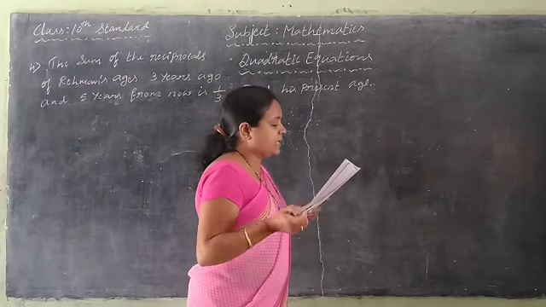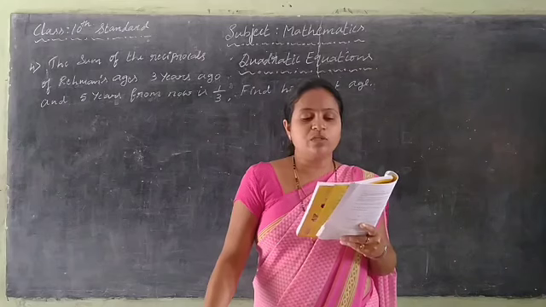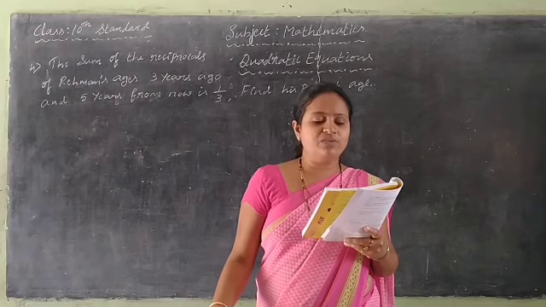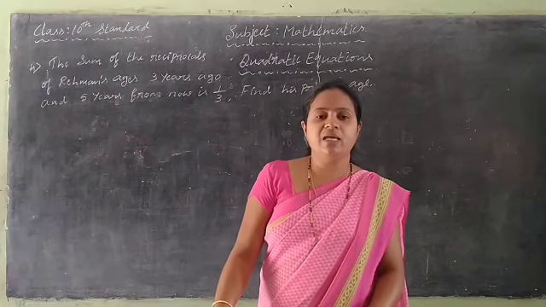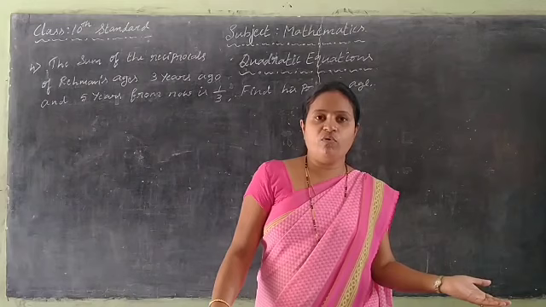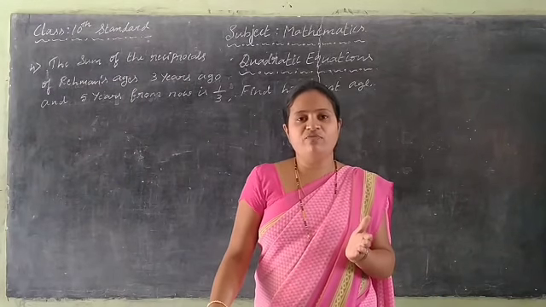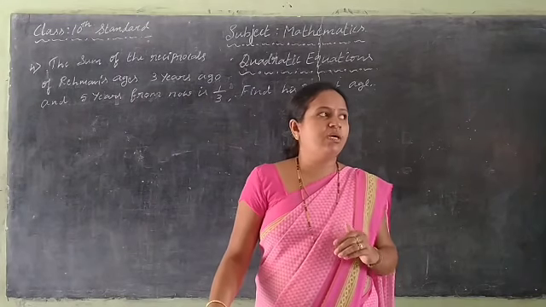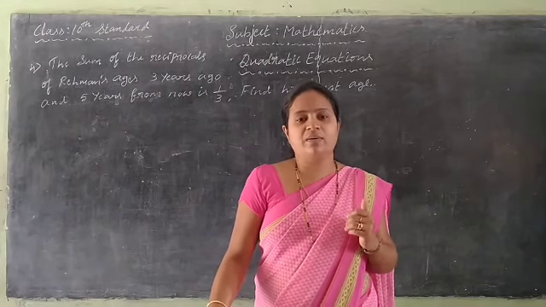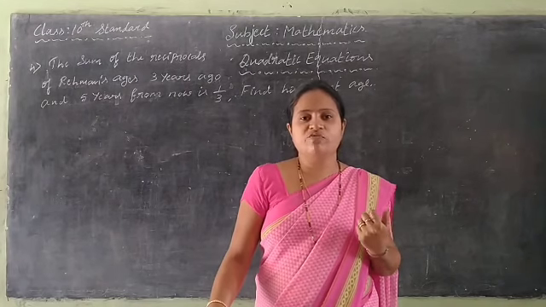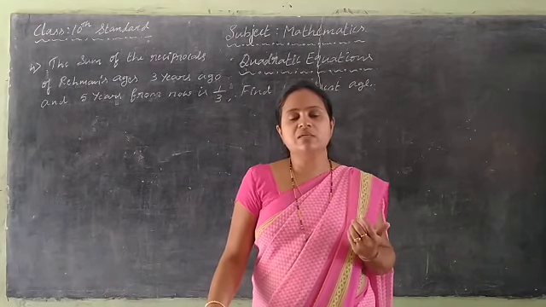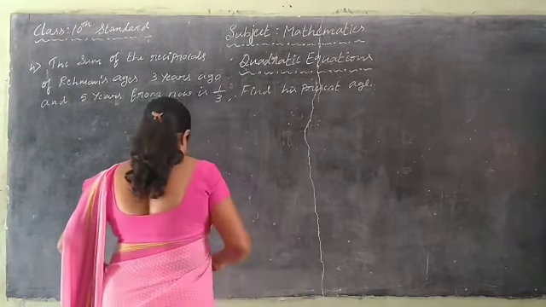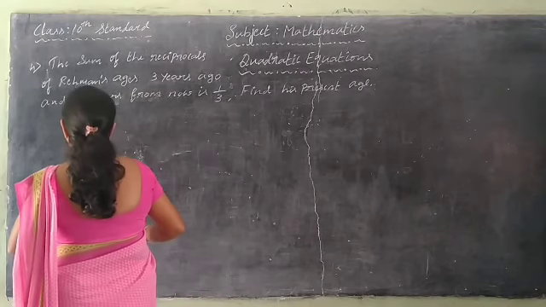See, children, what has been given? The sum of reciprocals of Rahman's age, 3 years ago and 5 years from now, is 1/3. Find the present age. So 3 years before, what will be Rahman's age, and in the same way 5 years after, what will be Rahman's age, that we have to consider. Before that, we should know the present age of Rahman, isn't it? We don't know the present age of Rahman, children. So we will consider the present age of Rahman being x.